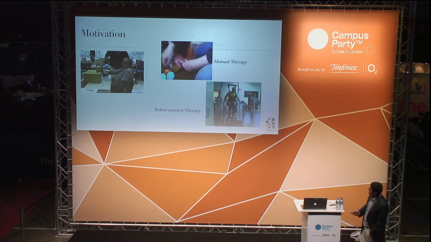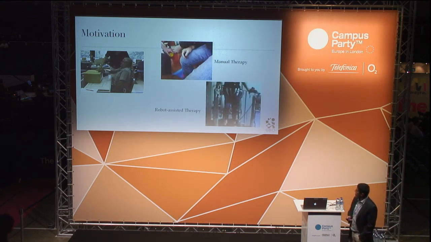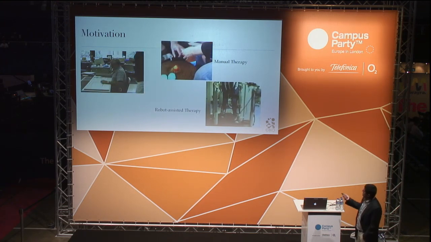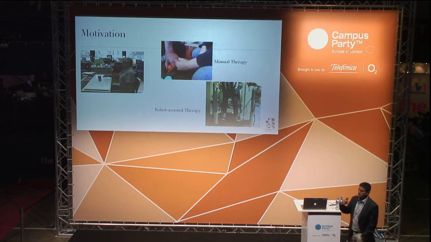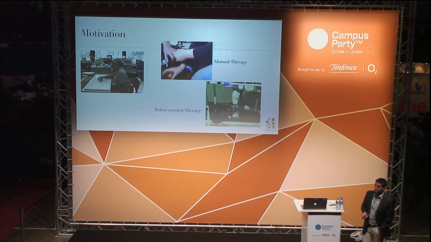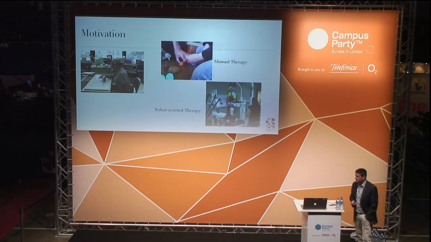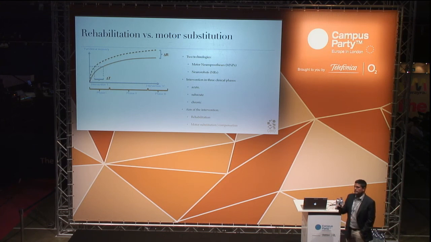And this is just an example of a well-known exoskeleton. This is the Lokomat exoskeleton. It is manufactured and commercialized by a Swiss company called Hocoma. Basically, the exoskeleton is applying this physical therapy intensively to regain walking function.